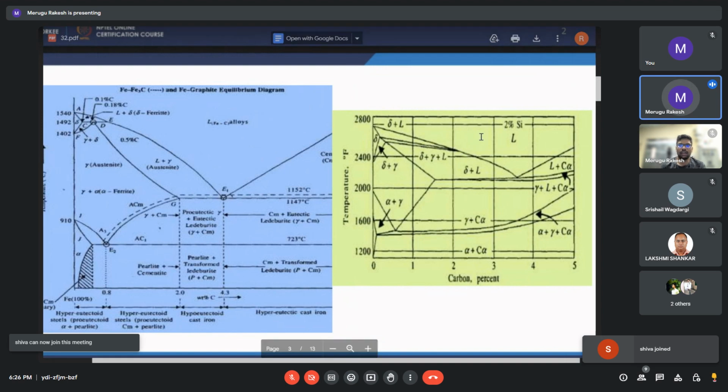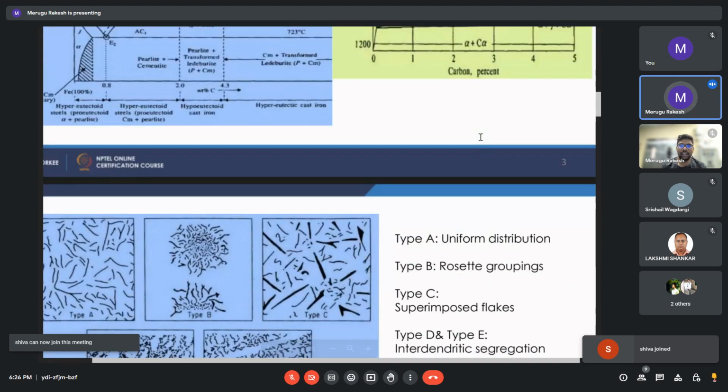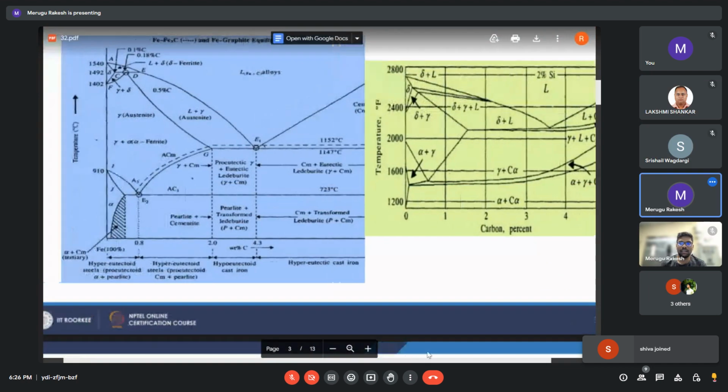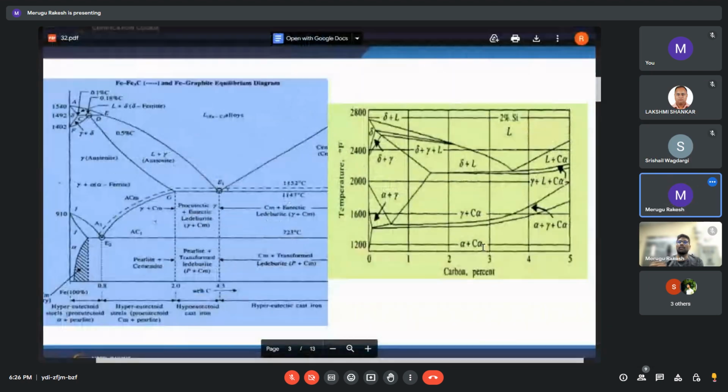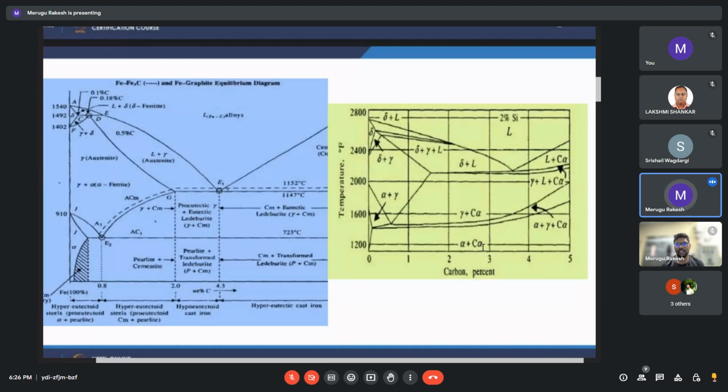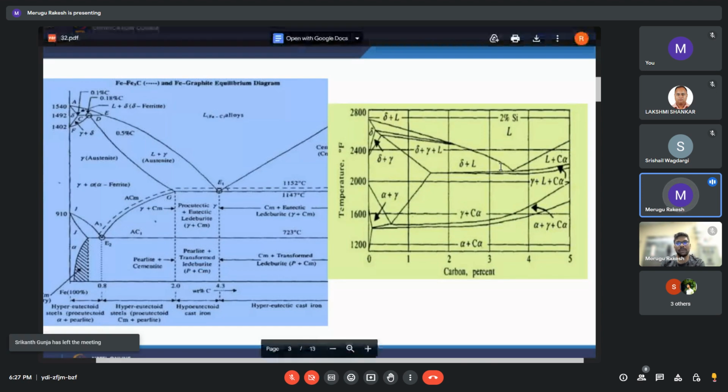According to this, we can define carbon equivalent, in which, if you are adding silicon, we don't need to add carbon to that extent. I will discuss that formula once I discuss these slides: what is the carbon equivalent of silicon and carbon?